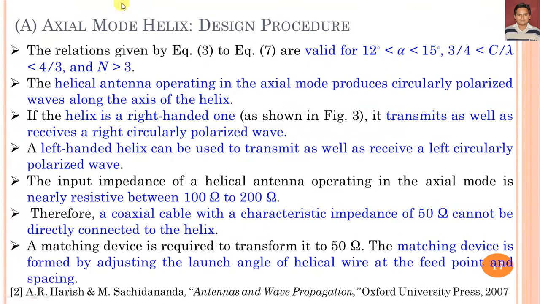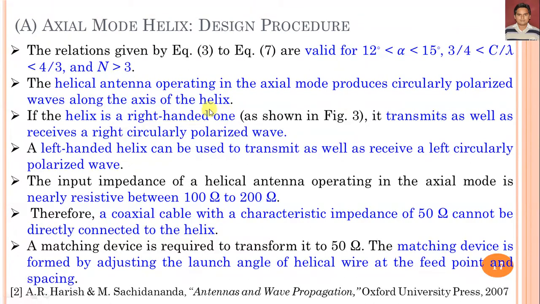The helical antenna operating in axial mode produces a circularly polarized wave along the axis of the helix. So we can say this is a very important property of the helix antenna. This property we cannot get from loop, monopole, and dipole antennas, and if we do get it from these antennas, then it is difficult. So we wrap the wire antenna in a number of turns. In that case we can easily get circular polarization radiation.